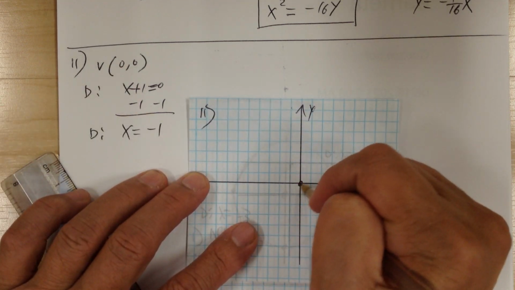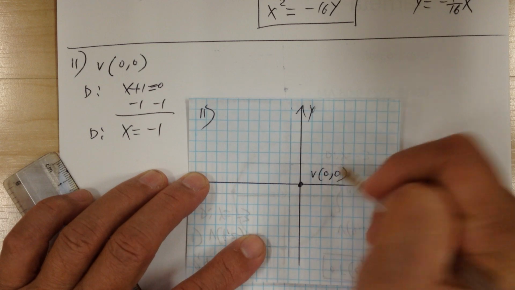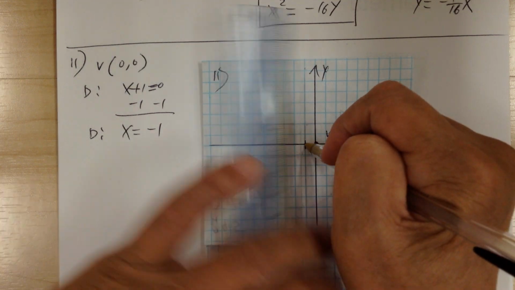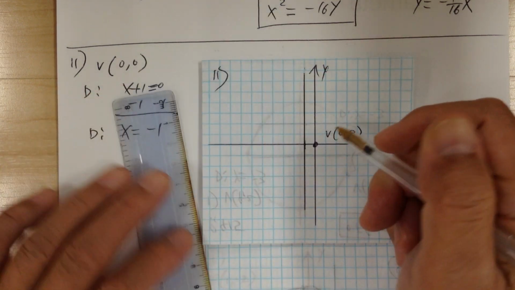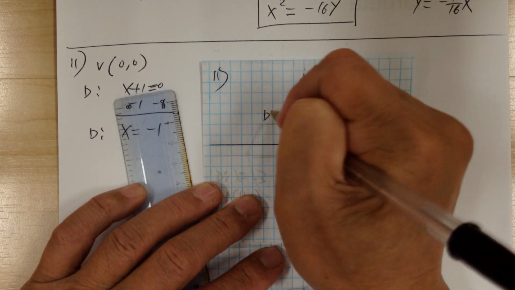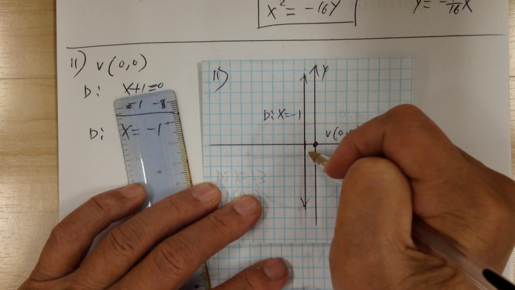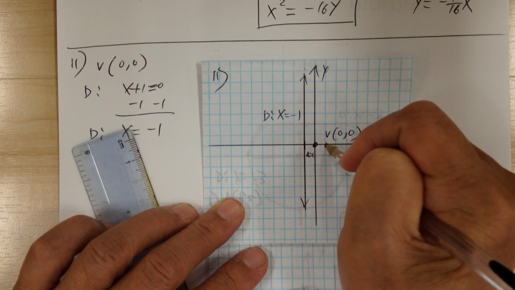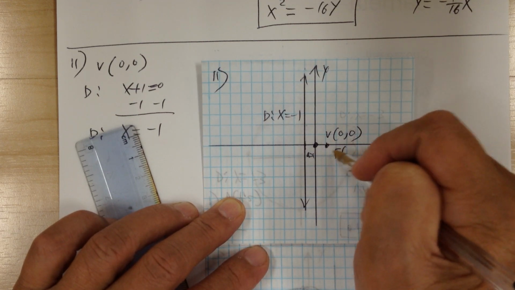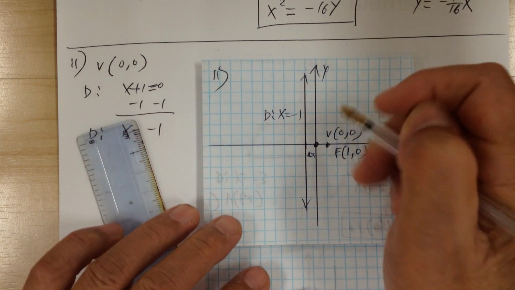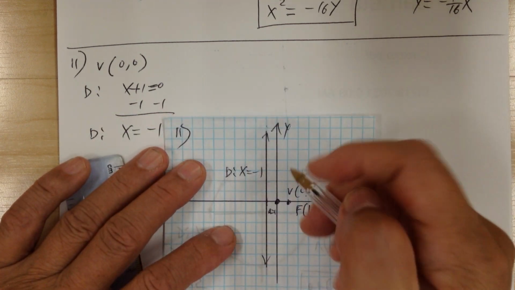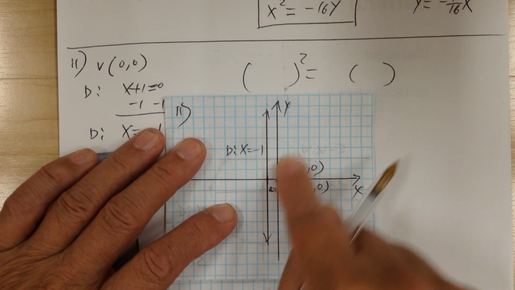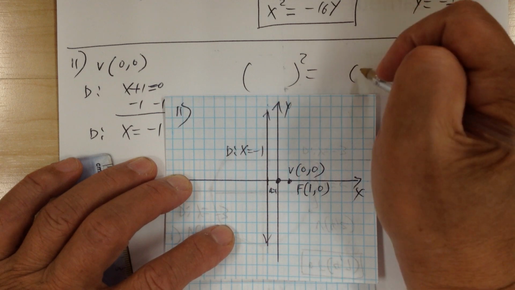The vertex is 0, 0, and the directrix is x equal to negative 1, so the parabola is going to go this way. From here you can see that a is equal to 1. If this is the V, then the F would be right over here, so F would be 1 comma 0. This is going to open in the x direction, so you can get your template ready. It opens this way, so it's the positive x direction.